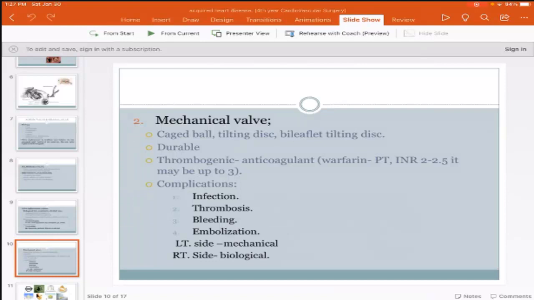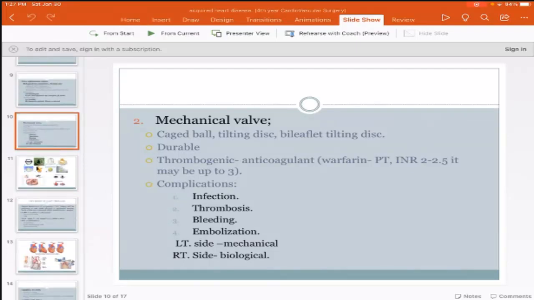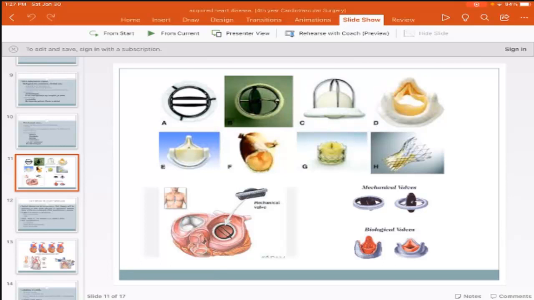Left side, you can use a mechanical valve. Right side, always use a biological. Maybe on the left side, if the patient prefers, we can do a biological. But on the right side, the valve is always preferable to be a biological one.